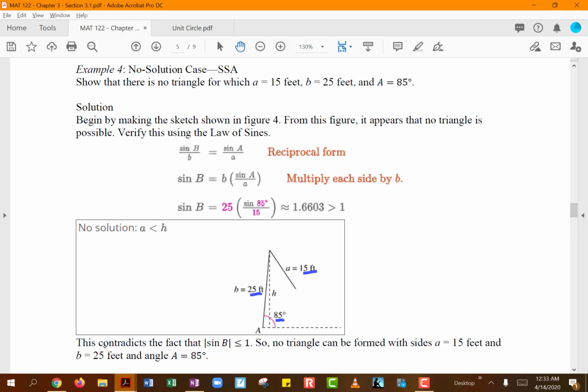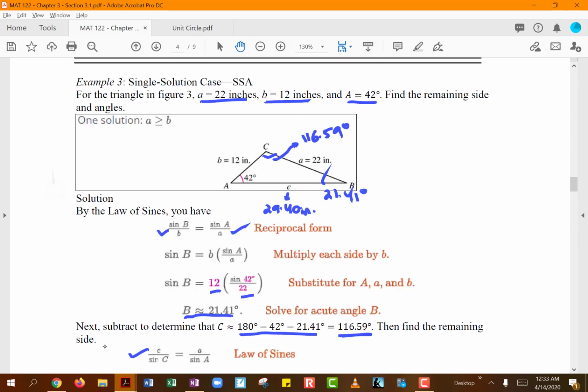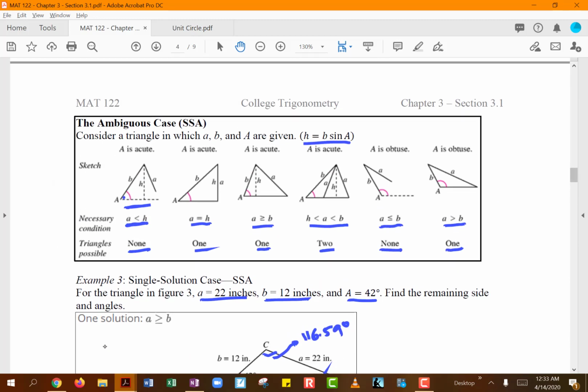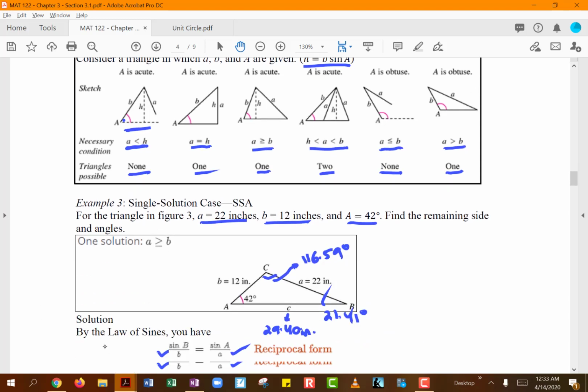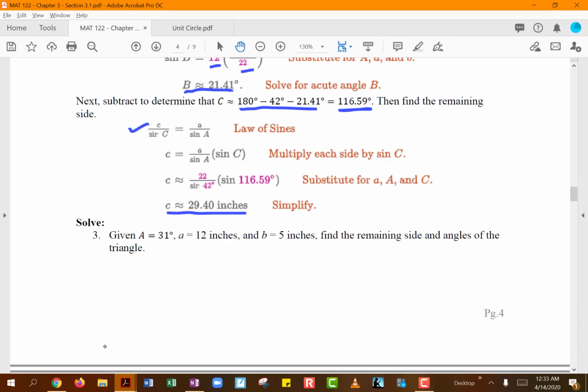Now you can of course see, if you draw a perpendicular line here, this side H is going to be longer than side A. So since side A is smaller in length than side H, you're going to have no solution, because remember that was that first case that we were looking at here in this little box we had. So that's actually the kind of triangle we have ended up with.